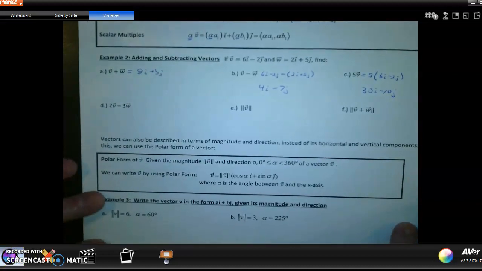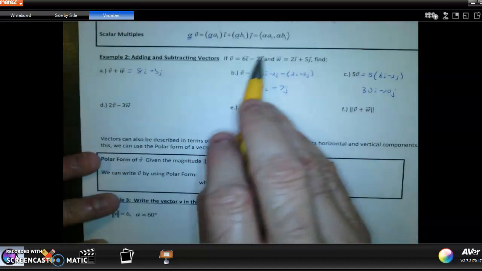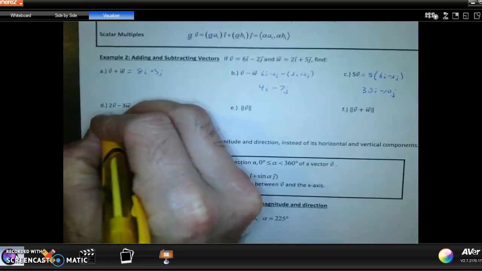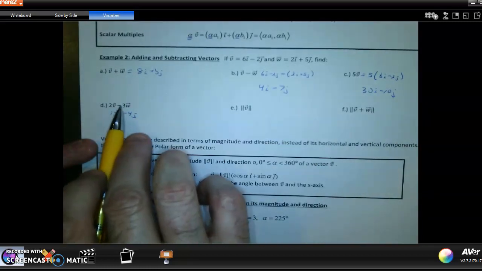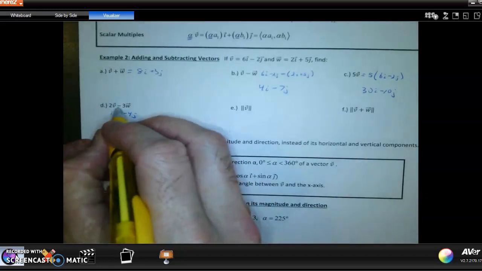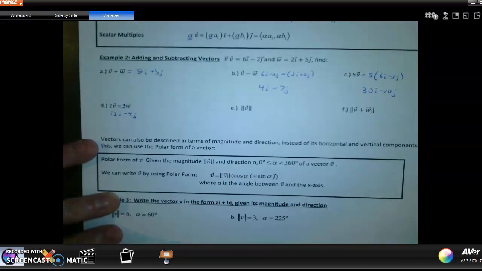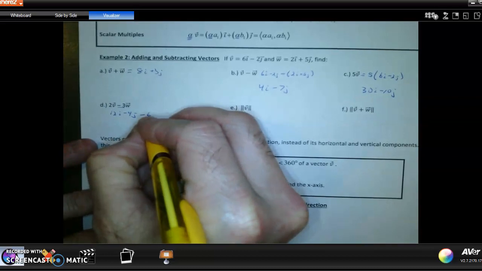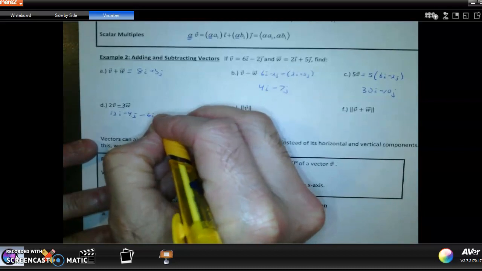Okay, look at example D. What is 2v minus 3w? Well, I want 2v's, so I'm going to take vector v, and I'm going to distribute that 2 and double it. So that'll be 12i minus 4j. And then minus 3w. So what I'm going to do is take this minus 3 and multiply w by the minus 3, by that negative. And that'll distribute the negative for me so I don't forget to do it later. So minus 3 times 2, that's going to be minus 6i. Minus 3 times 5, that's going to be minus 15j.